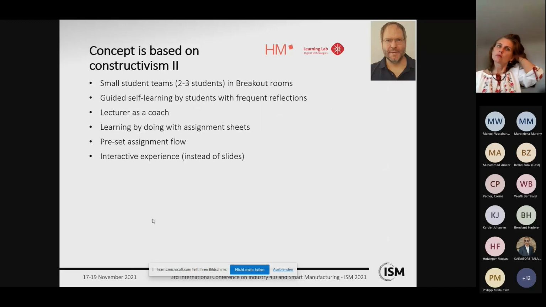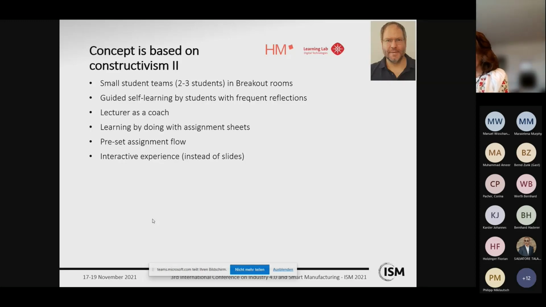So basically, we had fairly small student teams, like 2 to 3 people, that were working together in breakout rooms. We were using, for instance, Zoom, where we have those breakout rooms. Students are collected into a group where they have to do this workshop together and solve all the tasks they have to.